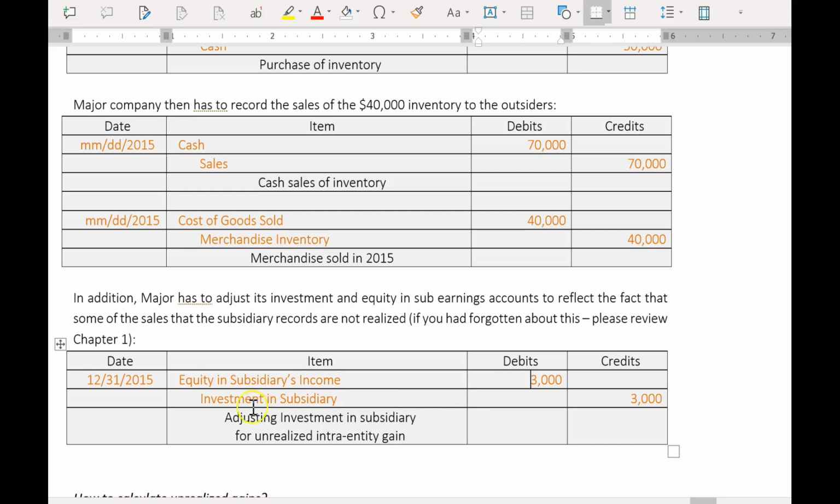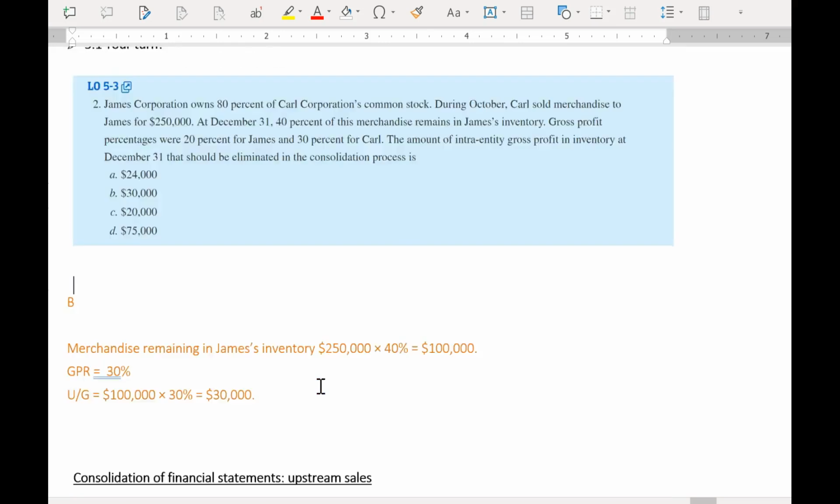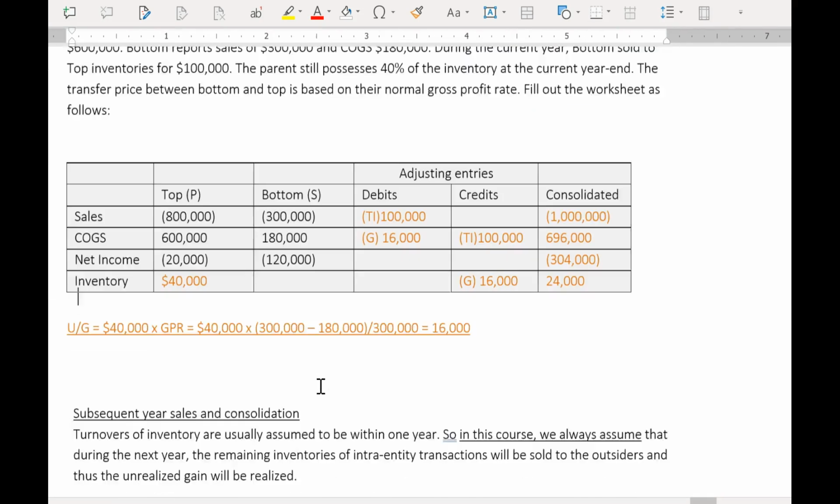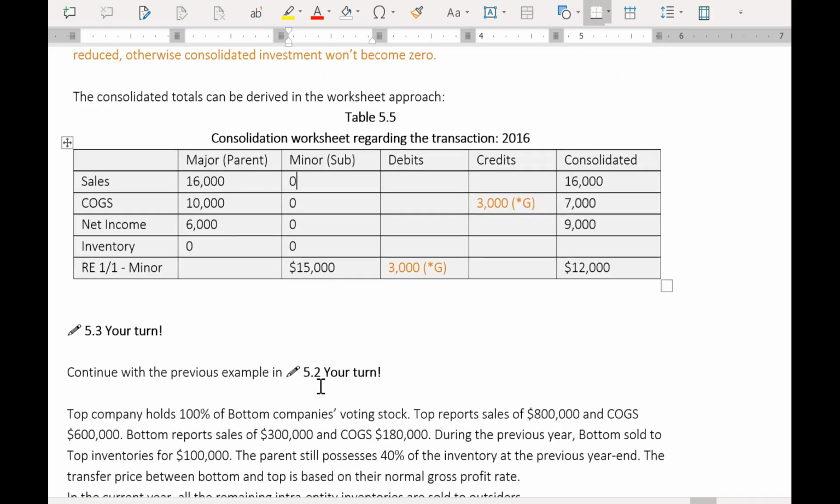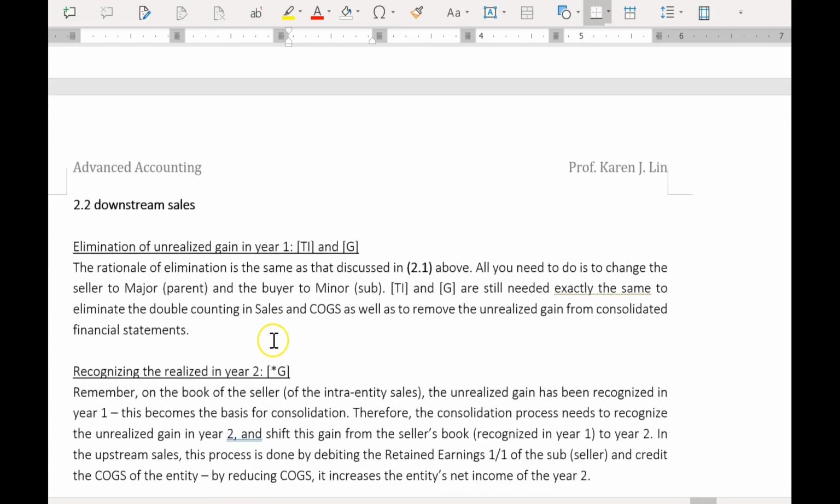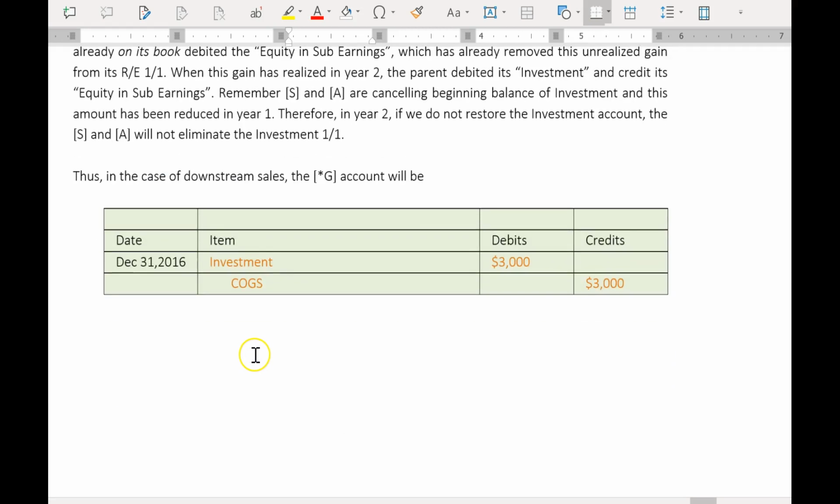Where is the unrealized gain? The unrealized gain is actually in the credit side of the investment account. So when you're trying to eliminate that, you're trying to debit investment in a downstream case rather than retained earnings at the beginning. So again, I just want you to remember if it's a downstream case, your debit side is investment rather than retained earnings 1/1 of the parent, because the parent's retained earnings 1/1 does not have the unrealized gain in it. The unrealized gain is in the investment account rather than the net income. Okay, so I'm going to stop here.